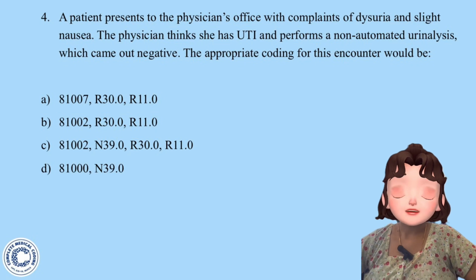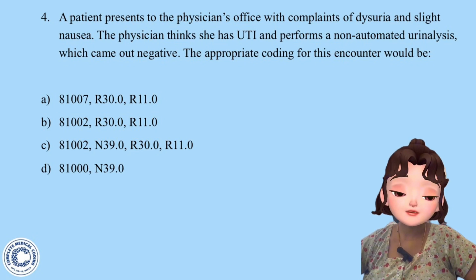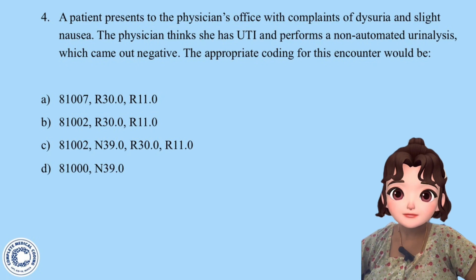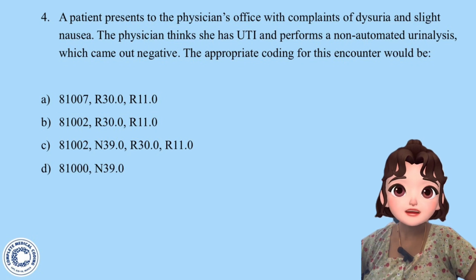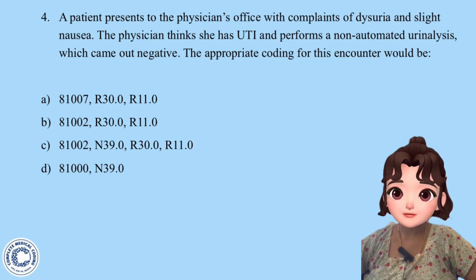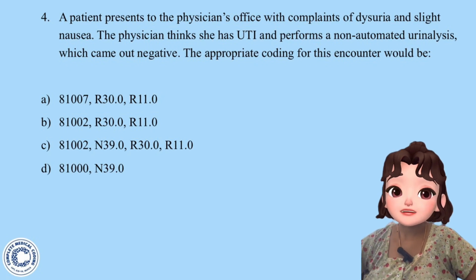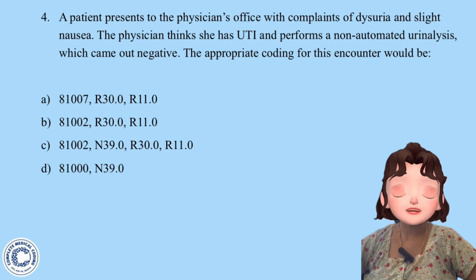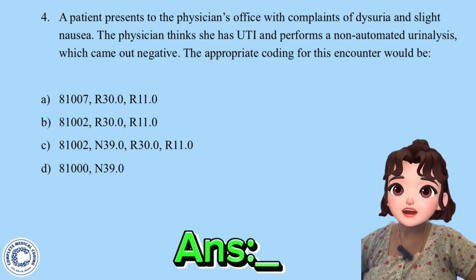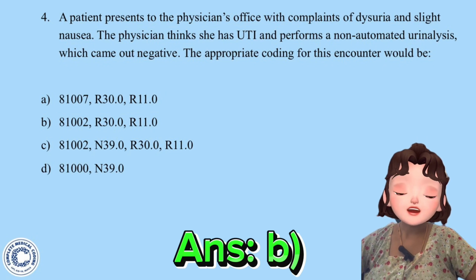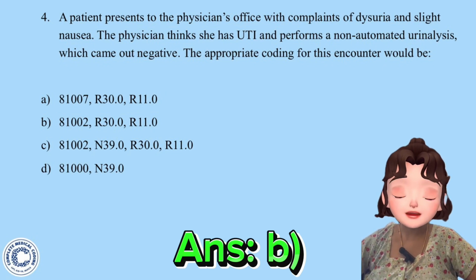Then you should not code the complaints. You need to code only the confirmed diagnosis. If the result was positive or if the diagnosis is confirmed, then you need not code dysuria and nausea. Then you need to code only 81002 and N39.0, which is UTI. But now in this case, since the result came out negative, you cannot code that. You need to code only the complaints, dysuria and nausea. So the answer will be option B: 81002 for urinalysis, non-automated, without microscopy, R30.0 for dysuria and R11.0 for nausea. Okay.